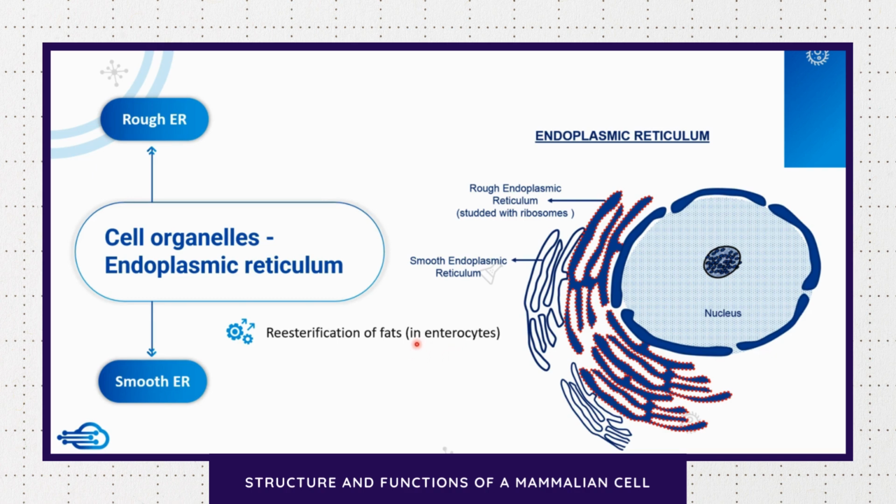See what happens, the fats which we take in the diet are basically triglycerides, that is, fatty acids plus glycerol. They are absorbed separately as fatty acids and glycerol. That means they are first broken down in the lumen and then they are absorbed. Now after absorption in the enterocyte, again the fatty acids combine with the glycerol to form the triglycerides. So that is known as re-esterification of fats.